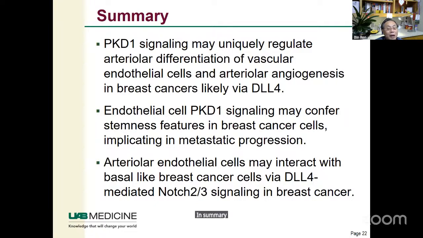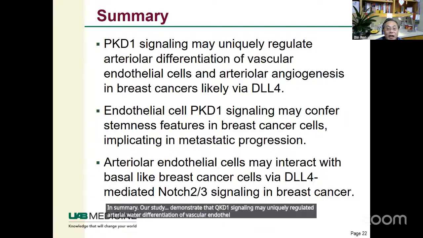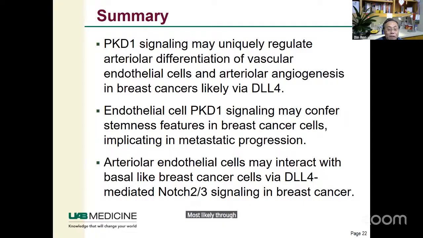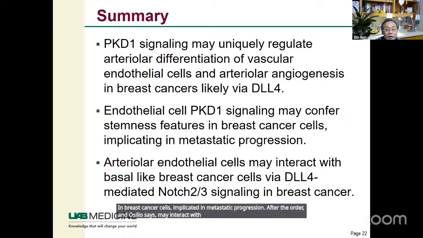In summary, our study demonstrates that PKD1 signaling may uniquely regulate arteriolar differentiation of vascular endothelial cells and arteriolar angiogenesis in breast cancers, most likely through ligand 4. Endothelial cell PKD1 signaling may confer stemness features in breast cancer cells, implicating metastatic progression. Arteriolar endothelial cells may interact with basal-like breast cancer cells through ligand 4-mediated Notch 1-2 signaling in breast cancer progression.